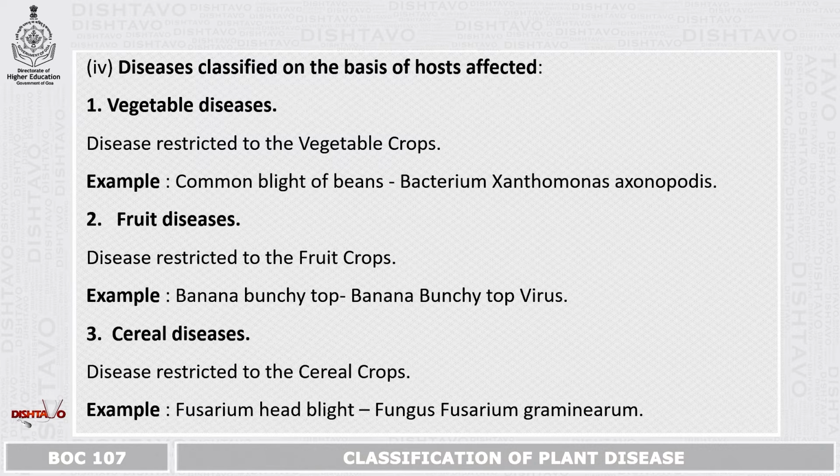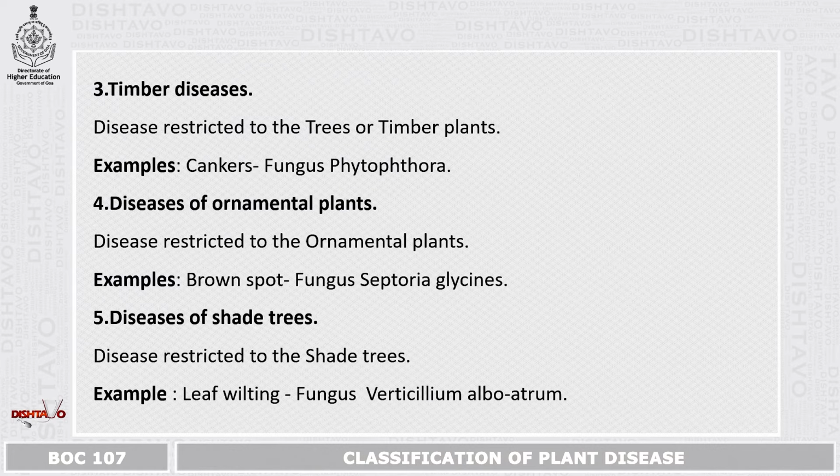Second one is fruit diseases. The disease is basically restricted to the fruit crops. Example I have given is banana bunchy top disease, which is caused by banana bunchy top virus. Third is cereal diseases, the diseases which are restricted to the cereal crops. Example is Fusarium head blight, which is caused by the fungus Fusarium graminearum.